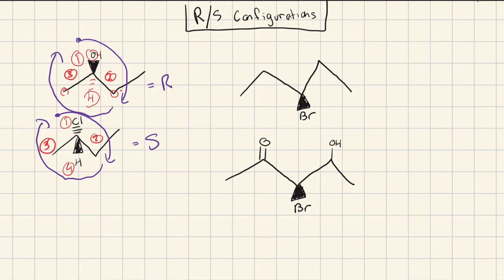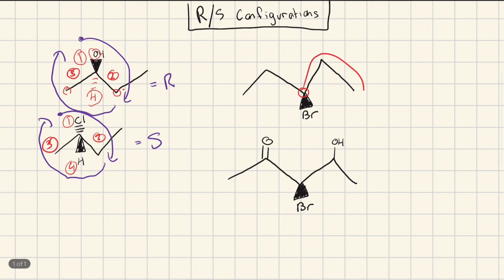Let's look at the top right example. This is 3-bromopentane. If we identify our chiral center, the only place it can be is here in the center. But we have an ethyl group on the right and an ethyl group on the left. So this is not a chiral carbon, meaning that we can't assign R and S to this because there's not 4 unique groups attached to that carbon. This will not have R or S. But the bottom right one, though, will have R and S.